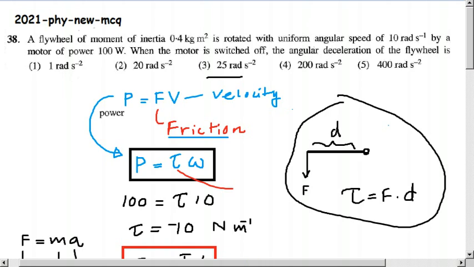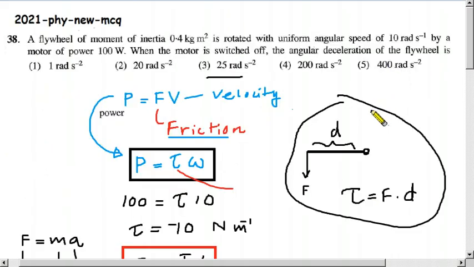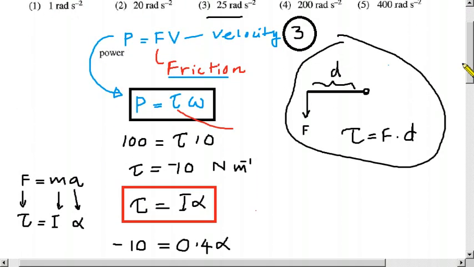So let us check it. Question number 38, the third one is the answer. So that is how we have to solve this problem. Children, I think you can understand this. This is not a big issue. Only two equations you have to use.